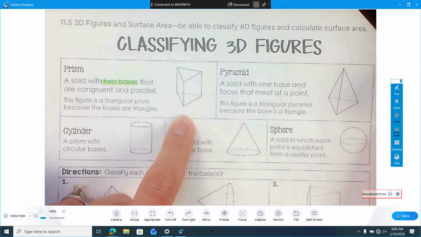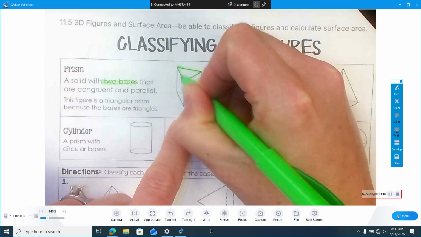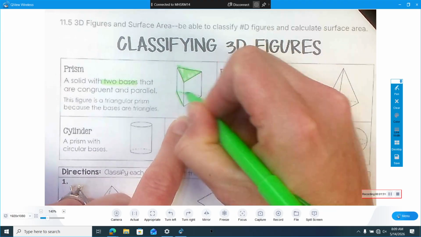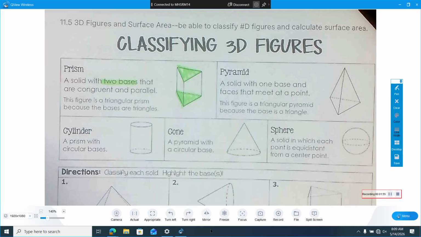Okay, so it's really important that when you look at a 3D figure like this one, you ask what are the two congruent shapes? Triangles. We have the triangle on top, and we have the triangle on the bottom. So we want to be able to identify those two congruent bases.